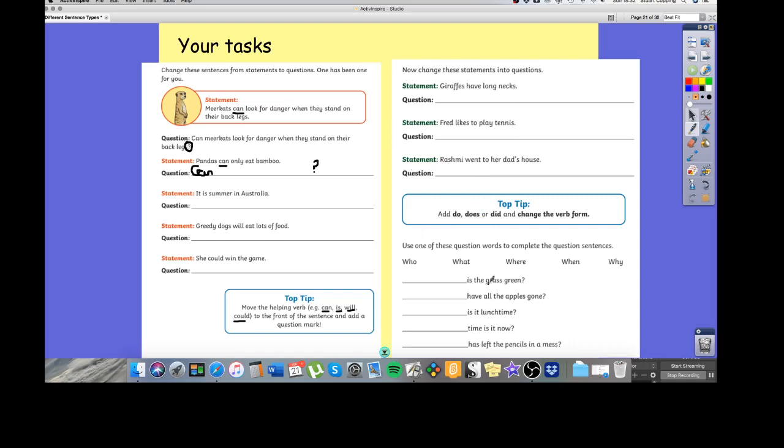And then the last bit, you've got 5 sentences here. So it's the complete opposite of what we did with the W words yesterday. You've got to put the word in. So which sentence is going to start with who, which is going to start with what, which one's going to start with where, when and why. Our 5 W's. Each one is going to go on that line.